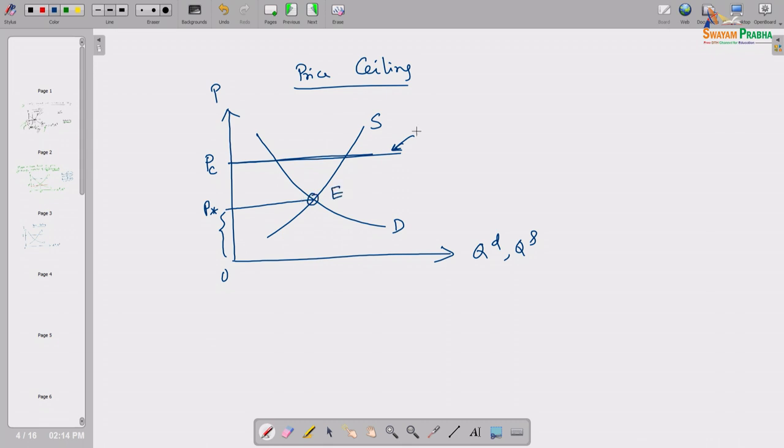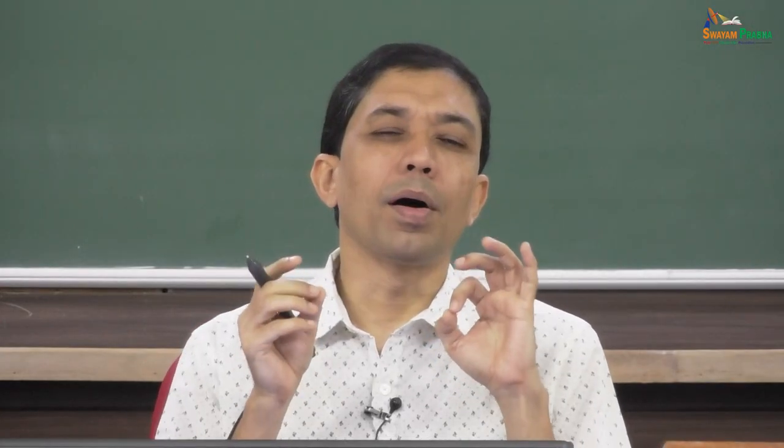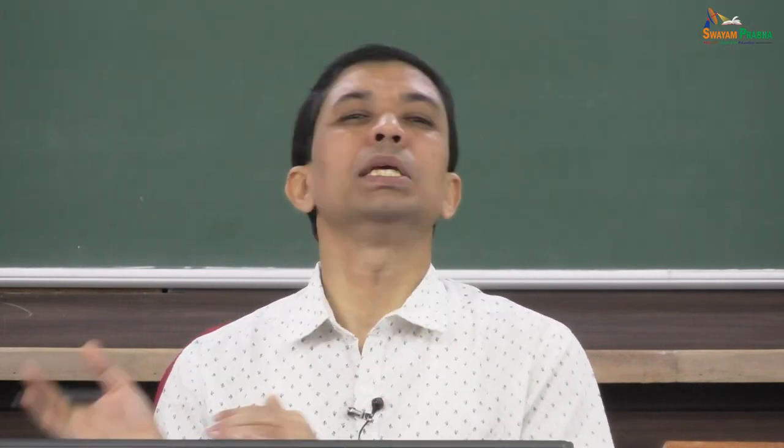So, this kind of price ceiling is called a non-binding price ceiling. Non-binding in which sense? Let me clarify: the government is imposing some sort of price ceiling which does not have any implication on the market equilibrium. Alternatively, with the price ceiling and without the price ceiling, with this kind of government intervention and without any government intervention, the equilibrium is the same. That is why this kind of price ceiling is called a non-binding price ceiling.